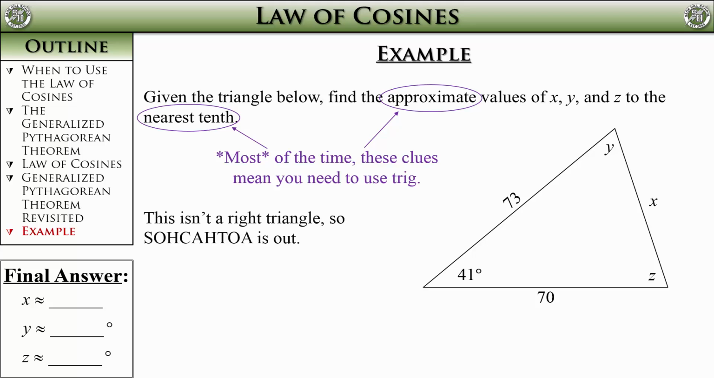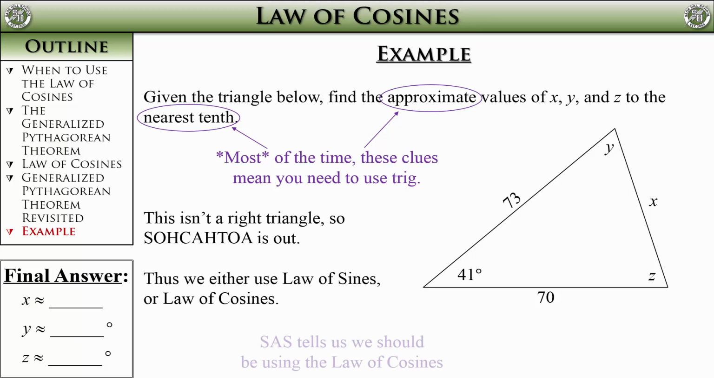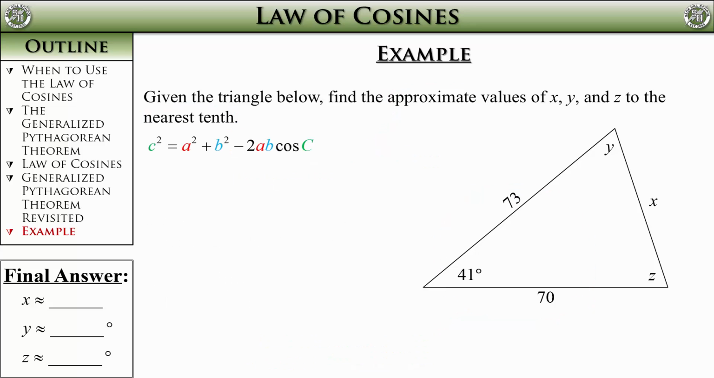This isn't a right triangle, so all of the SOHCAHTOA ratios are out. Thus we either use law of sines or law of cosines. This triangle is in an SAS pattern, so SAS tells us we should be using the law of cosines. So let's do that. We put down the law of cosines. Time to fill in the information we know.